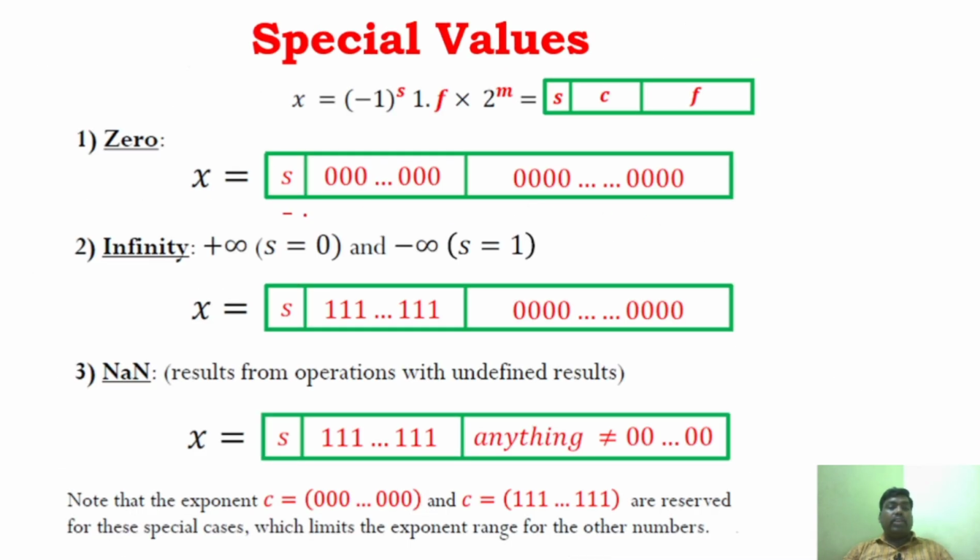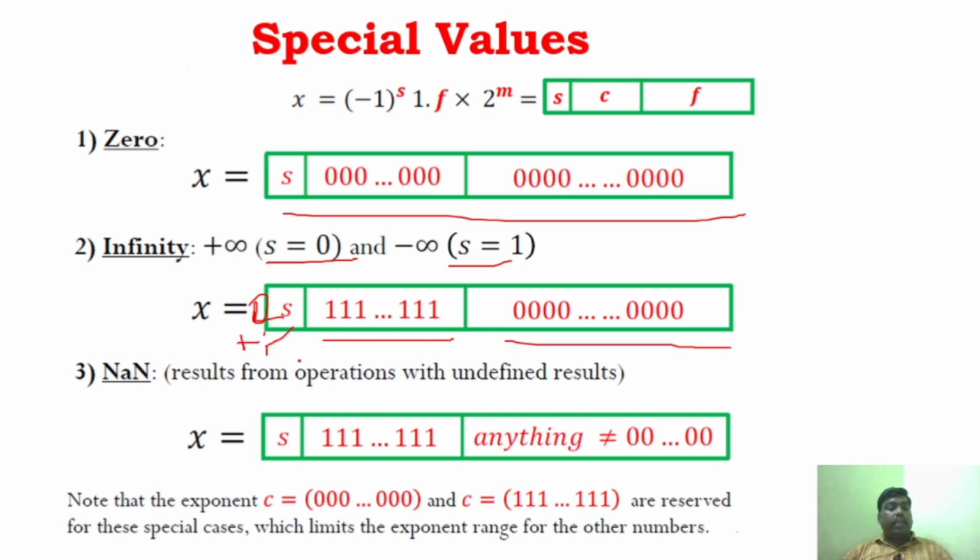You can see here, this is how we represent 0, right? And if it is infinity, you represent it like this. Everything will be 1 in the exponent, and here everything will be 0 in the mantissa. If it is positive infinity, the sign bit is 0. Negative infinity, the sign bit will be 1, right? Correct? And not a number, right? The mantissa can be anything here, but the exponent has to be all 1, correct?